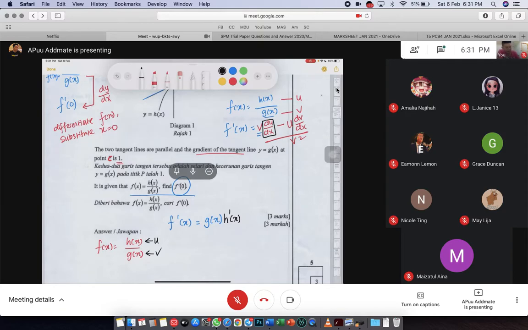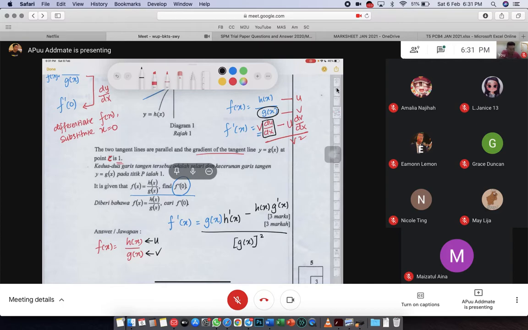Okay, and then, what happens next? Minus, ikut. U tu apa? Hx. Lepas tu, dv dx. Maksudnya kamu differentiate yang bawah ni. So, dapatlah G prime x. And then lastly, everything divide by V square, which is Gx square.